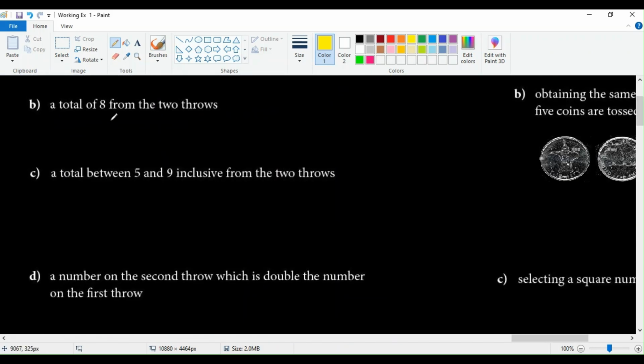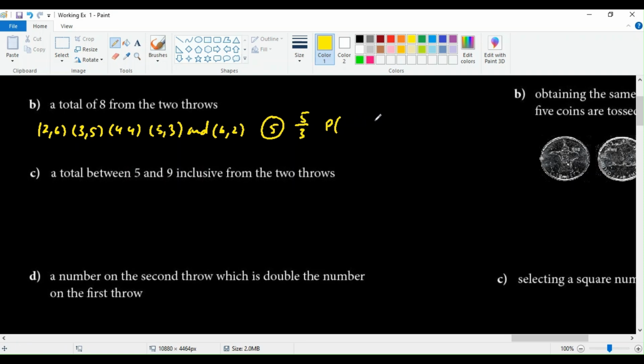A total of 8 from 2 throws. The first possibility is 2 and 6. Then comes 3 and 5. Then comes 4 and 4. Then comes 5 and 3. And lastly, you can get 6 and 2. These are the possibilities, so the count is 5. So it's going to be 5 over 36. So you can write in your test or examination, total of 8.